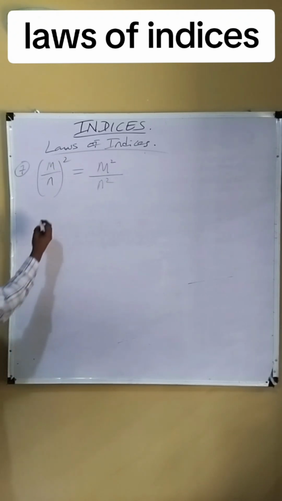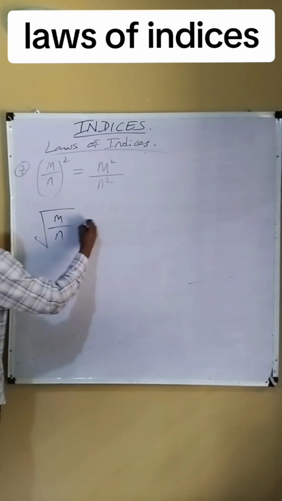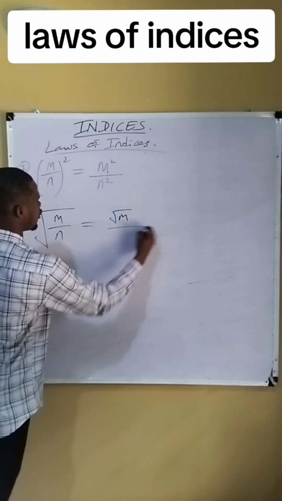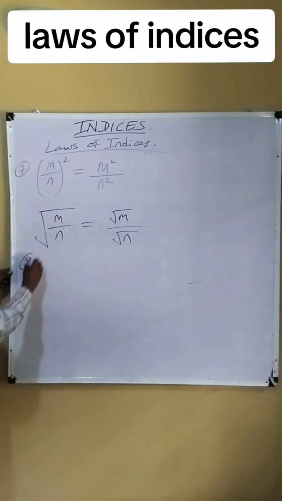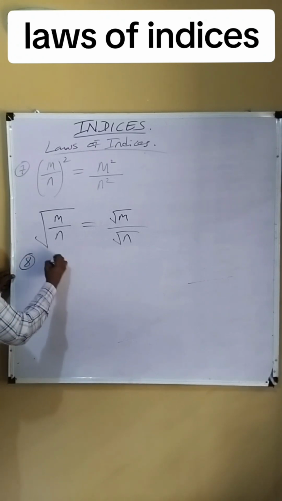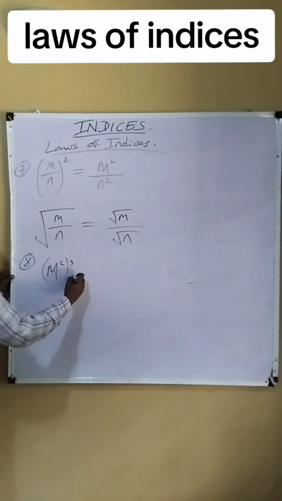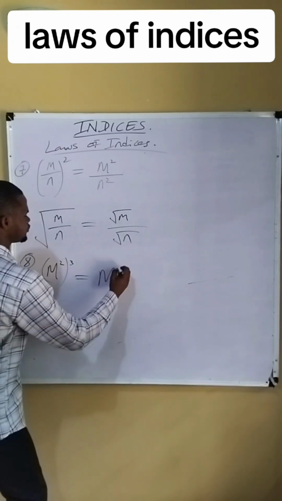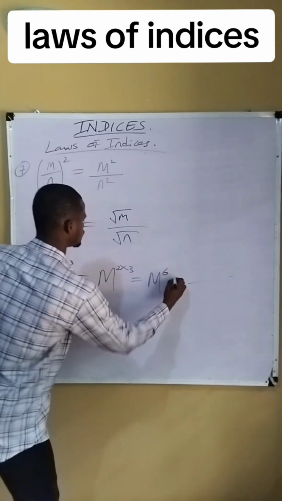The same thing applies to when you have something like the square root of m all over n. The same thing as square root of m all over square root of n. And if you have something like this, m raised to the power of 2, bracket, raised to the power of 3, this is the same thing as m raised to the power of 2 times 3, which will give us m raised to the power of 6.